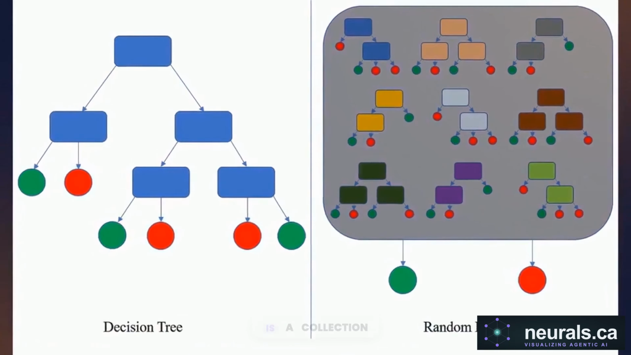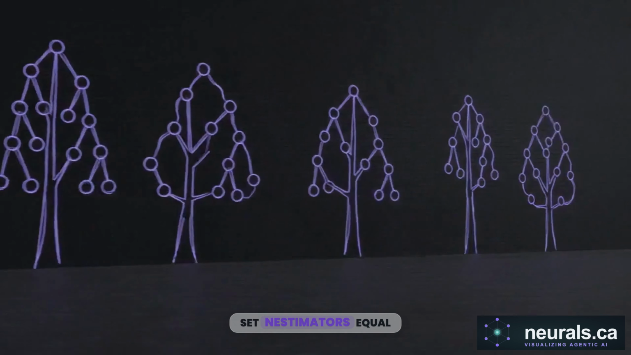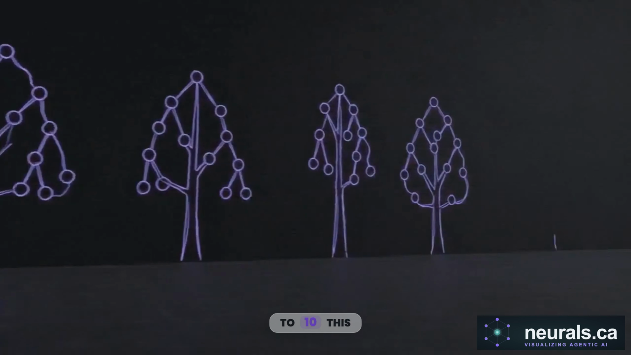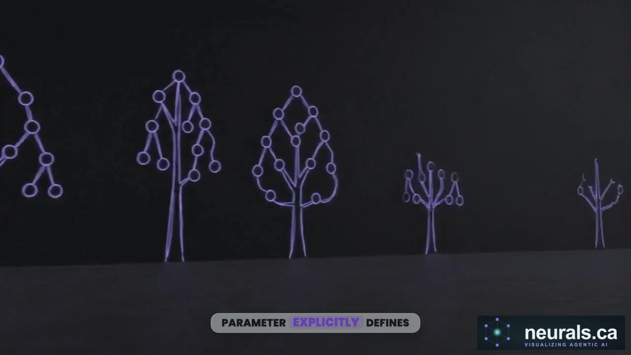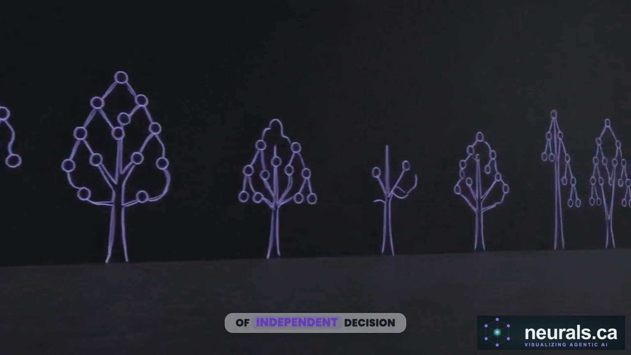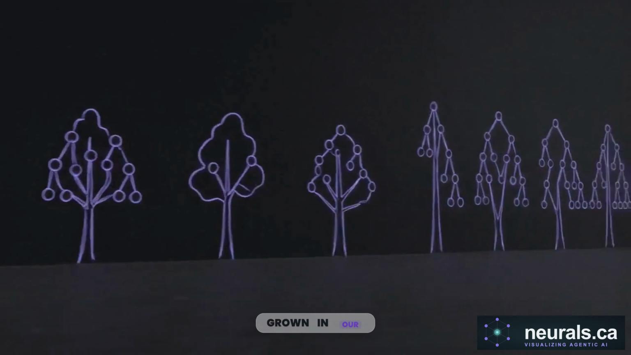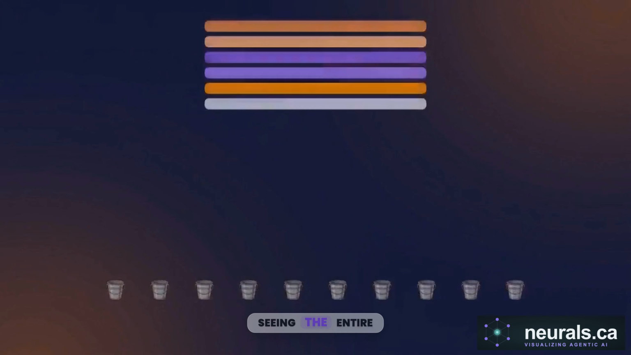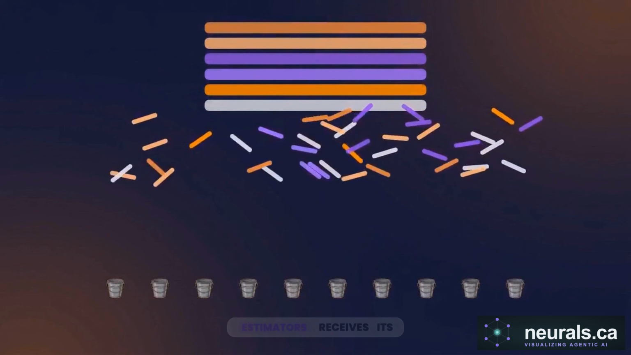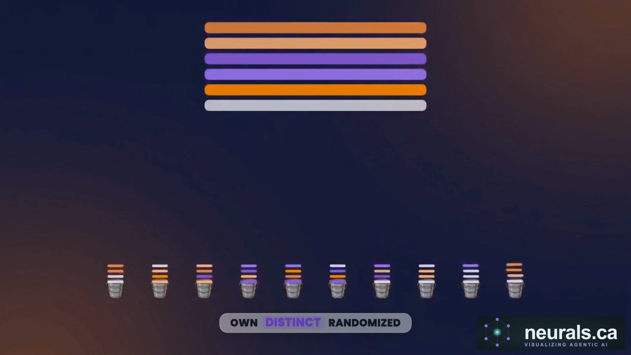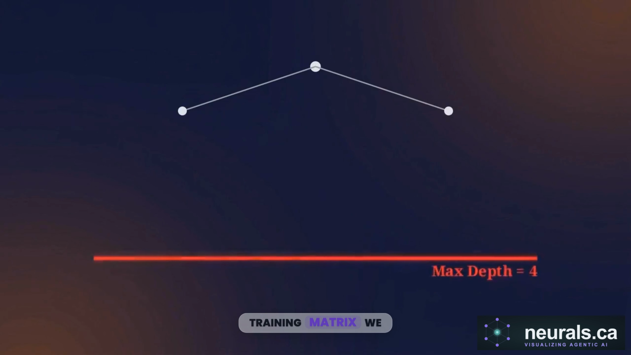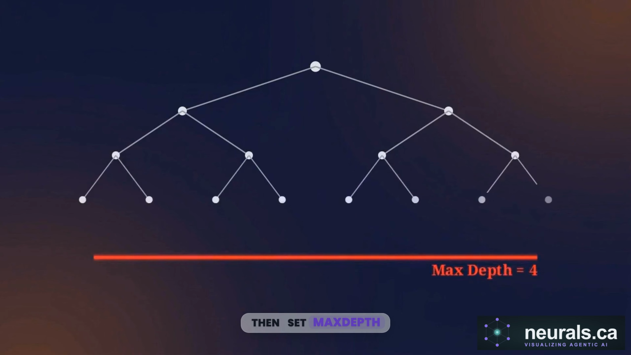Because an ensemble is a collection of independent models, we need specific parameters to dictate how this grouping is generated. We set n_estimators equal to 10. This parameter explicitly defines the exact number of independent decision trees to be grown in our forest. Instead of seeing the entire dataset, each of these 10 estimators receives its own distinct randomized bootstrap sample drawn directly from the training matrix. We then set max depth to 4.